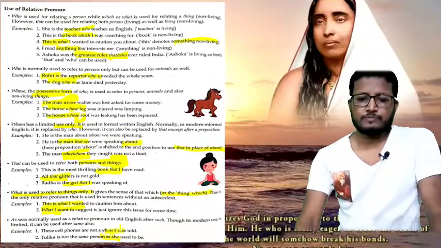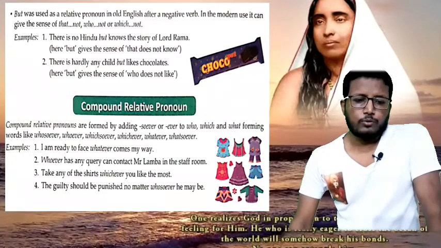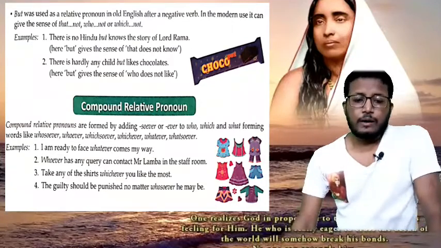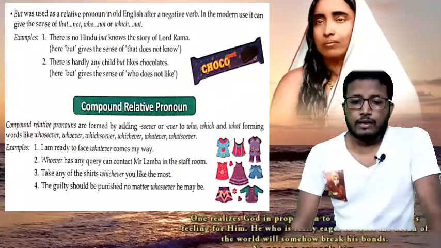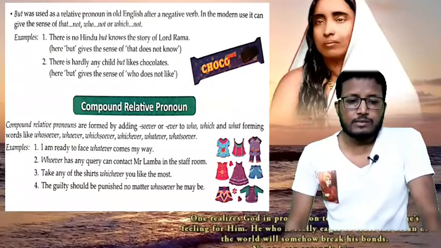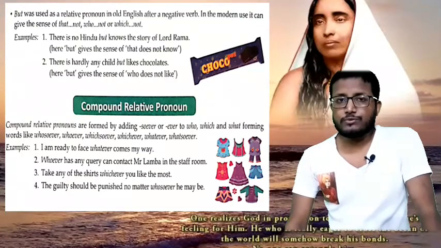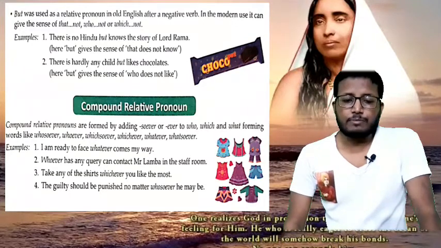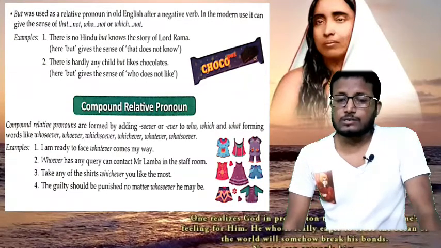So let's go to the next and the last. But was used as a relative pronoun. We know the word but is a conjunction, but you can see here but was used as a relative pronoun in Old English after a negative word. In modern use, it can give the sense of that not, who not, and which not. So you can see the difference between Old English and new English. Okay, so let's see examples. There is no Hindu but knows the story of Rama. Here, but gives the sense of that does not know.